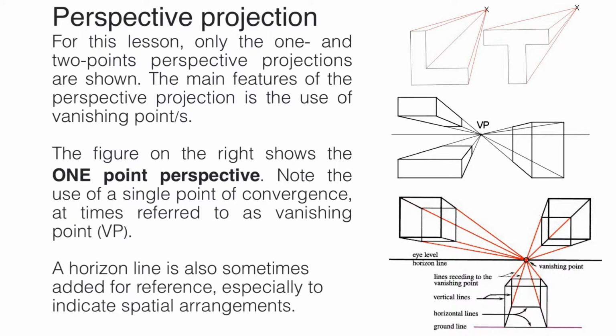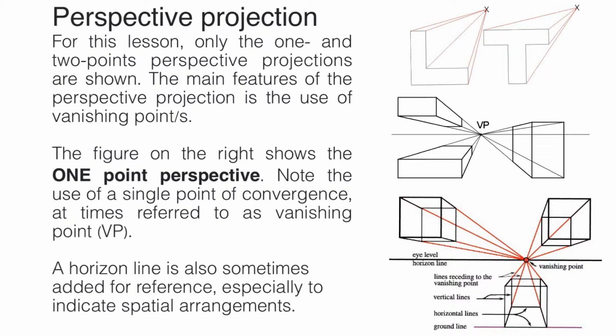Next, I would like to cover perspective projection. For design studies, we will be covering two different types of perspective. Firstly is the one-point perspective. This is usually denoted by a single converging point, also known as the vanishing point. In some instances, there will be sketches in which a horizontal line is also added, and this is known as the horizon, or the horizontal line.